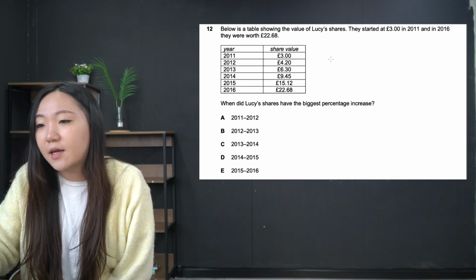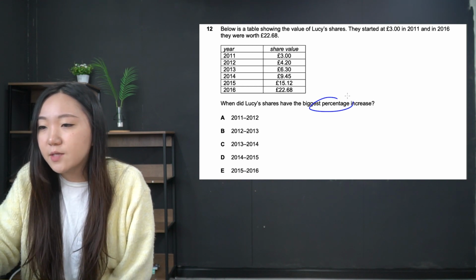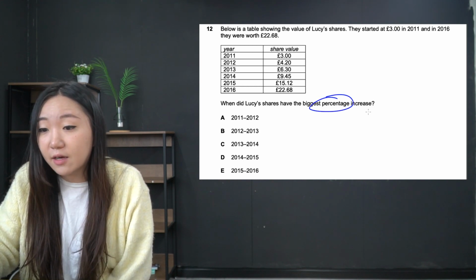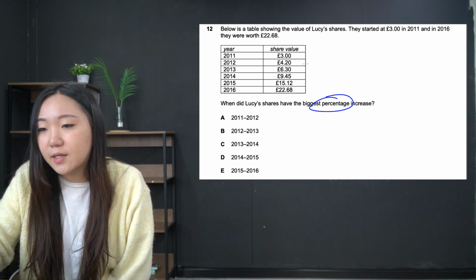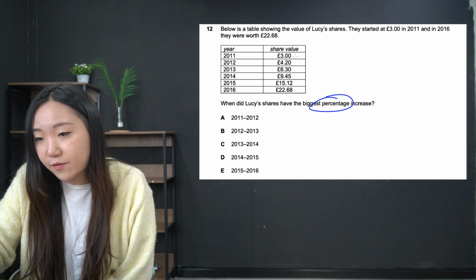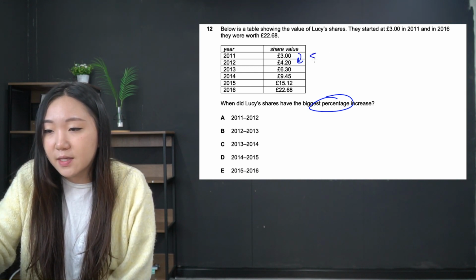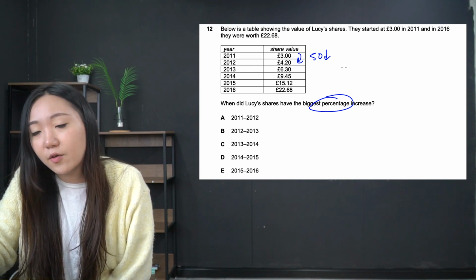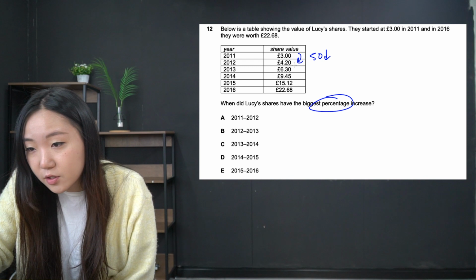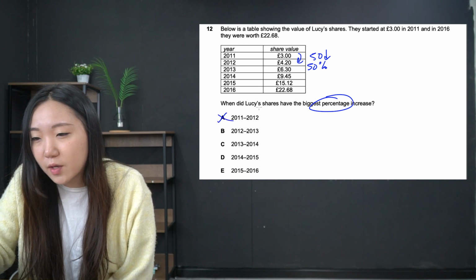Okay, so this is, again, a reading data one, biggest percentage increase. With these ones, I wouldn't expect you to do any calculations. We're just looking for the biggest percentage increase. Just look down the table and compare. So we've got 3 to £4.20. You can know from that that's less than 50%, right? So if the next one is more, then you know that that is going to be greater. For the next one, 210 is the difference, so that is exactly 50%. So we can already cut out 2011 to 12, and then you just work your way down.